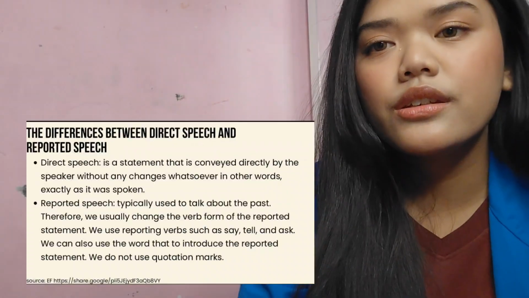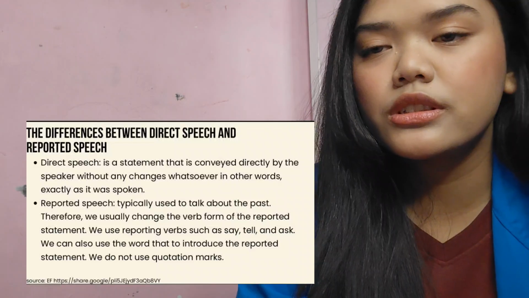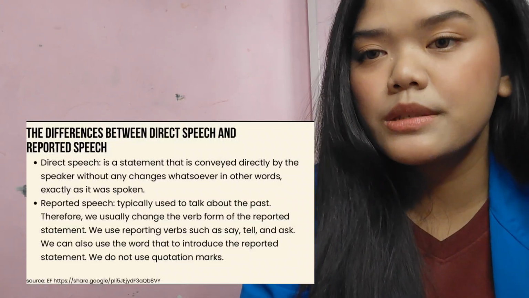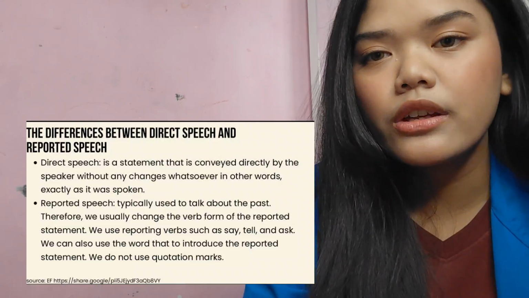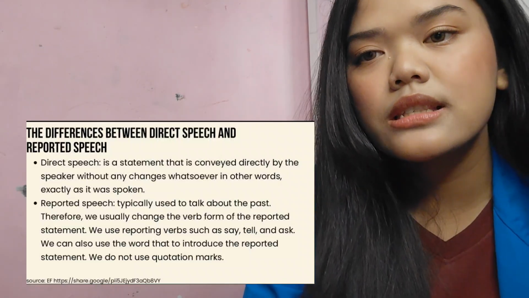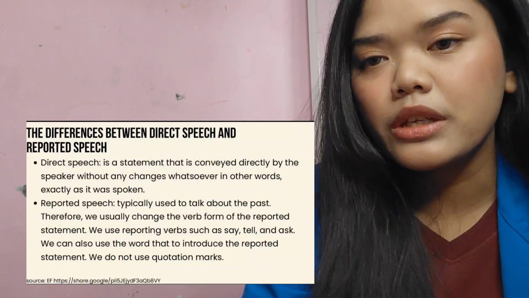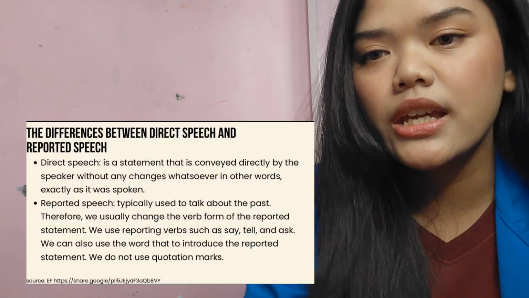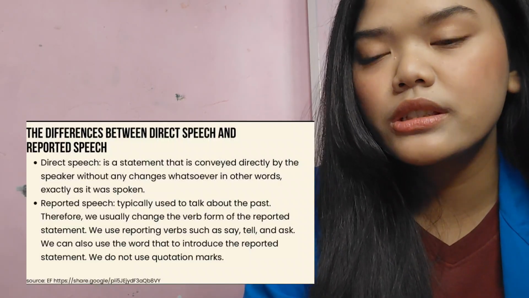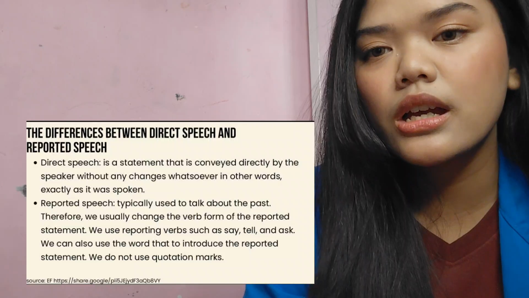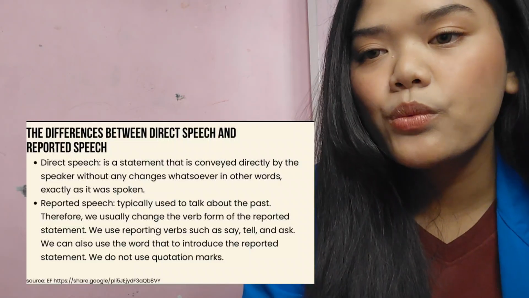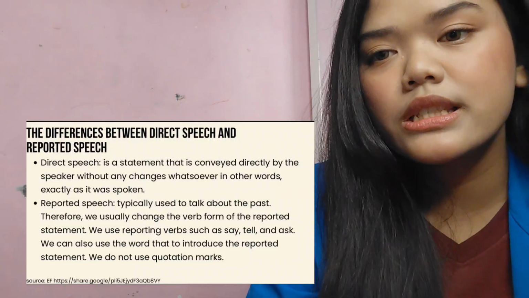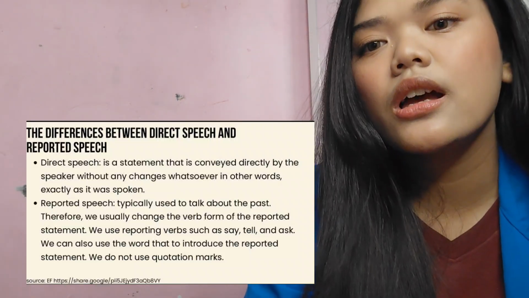The difference between direct speech and reported speech: direct speech is a statement that is conveyed directly by the speaker without any change whatsoever, in other words, exactly as it was spoken. Reported speech is typically used to talk about the past, therefore we usually change the verb form of the reported statement. We use reporting verbs such as say, tell, and ask. We can also use the word that to introduce the reported statement. We do not use quotation marks.